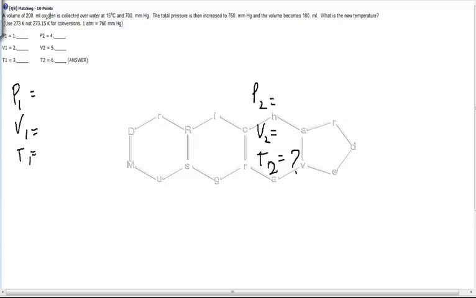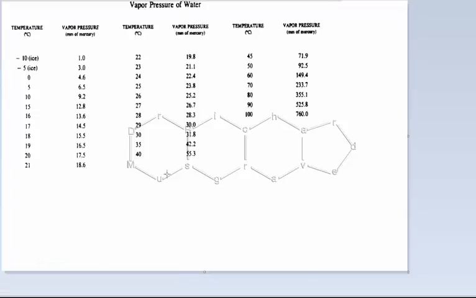They're all together. 200 milliliters of oxygen, collected over water at 15 degrees Celsius, 700 millimeters of mercury. So we've got our pressure here. Now the pressure is 700 millimeters of mercury, but it's collected over water. So what that means is I'm going to have to hunt down the vapor pressure chart at 15 degrees Celsius, because that's our temperature, and you can see that the pressure of water here is going to be 12.8 millimeters of mercury.